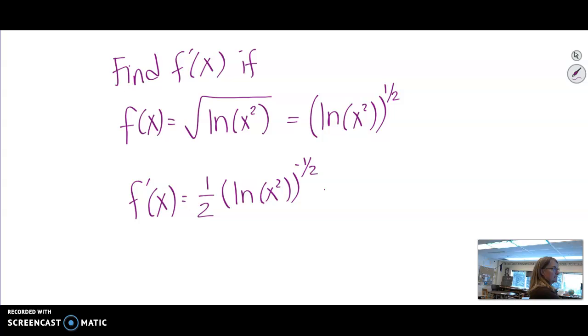And now we're going to take the derivative of this inside piece, which is ln of an argument of x squared, so we're going to have to do the chain rule again.